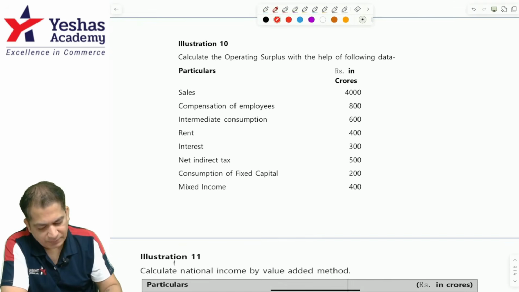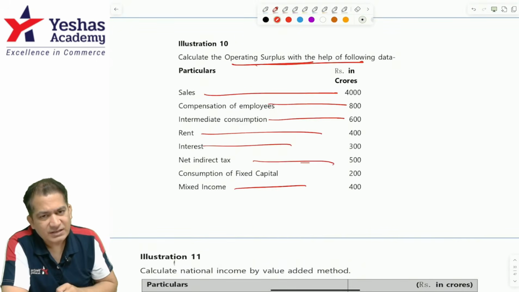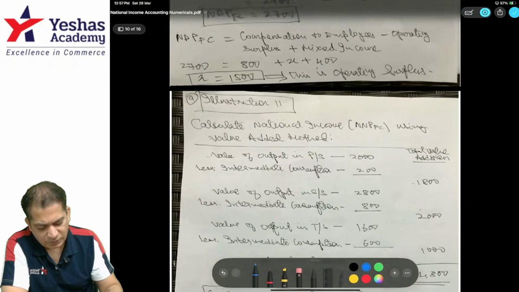Under question number 10, calculate operating surplus. They've given sales, compensation of employees, intermediate consumption, rent, interest, consumption of fixed capital. So very easy. All right. So it means you have to calculate GDP at market price, and easily you can get this.